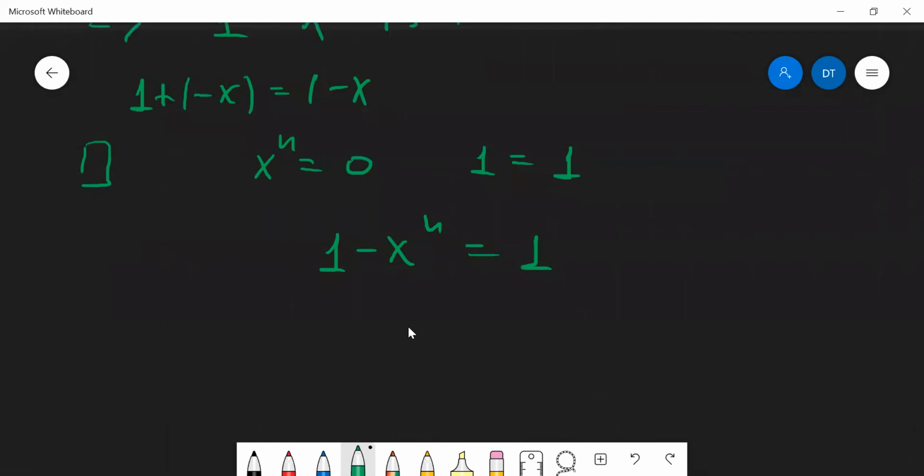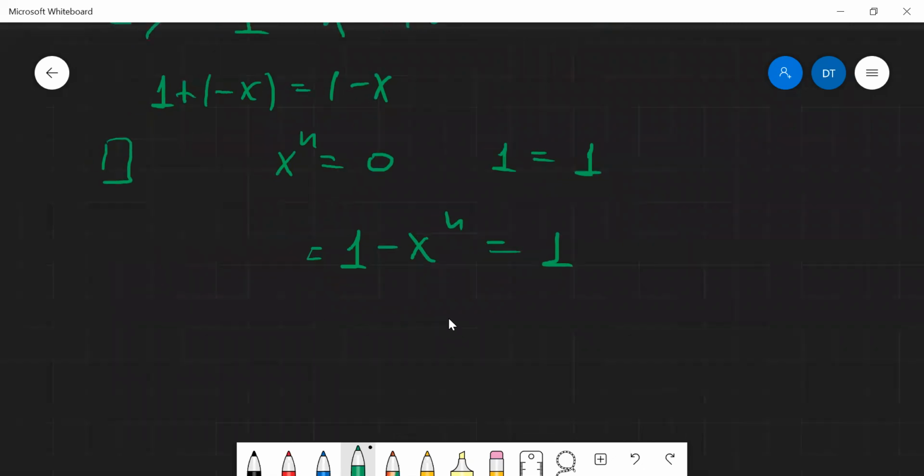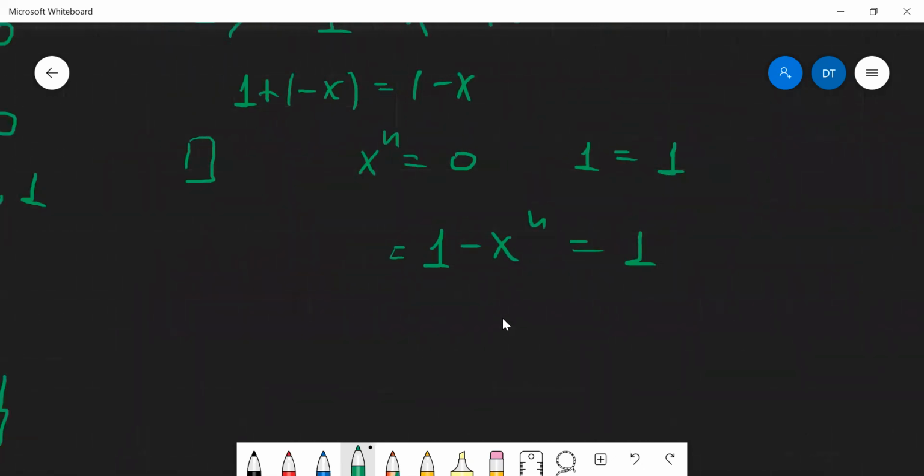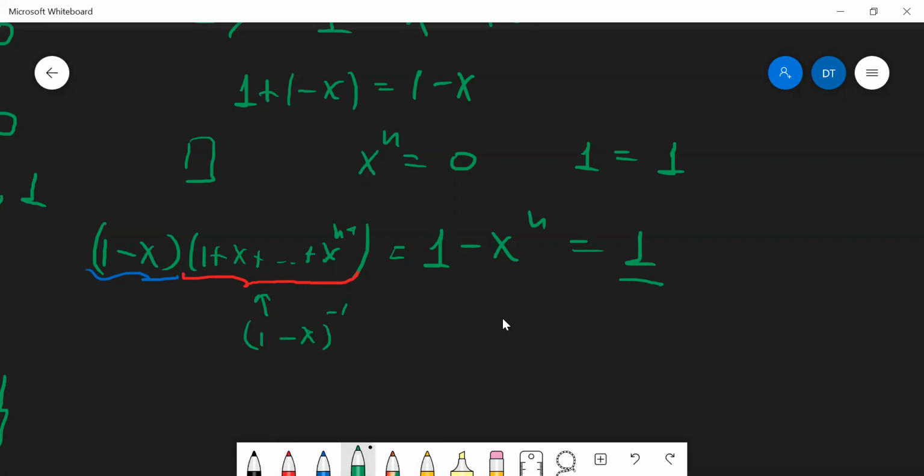And now we can use the formula from school, which says that here we have 1 minus x times 1 plus x plus and so on, up to x to the n minus 1. And now we see that this times this equals 1. So this is the inverse. So this is 1 minus x inverse. And that's it.